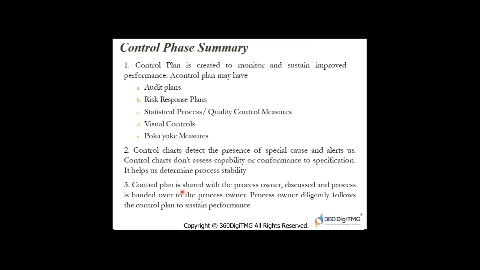Finally, the control plan was shared with the process owner, thoroughly discussed, and the process is handed over to the process owner. Now the process owner diligently follows the control plan to sustain the performance. And with that, we close the Six Sigma project. We have looked into define, measure, analyze, improve, and control, and we are done with the project.